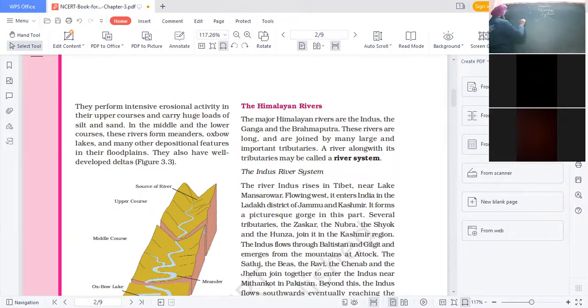There are two river systems: the Himalayan river system and the Peninsular river system. The Himalayan river system is divided into three parts: Indus river system, Ganga river system, and Brahmaputra river system.